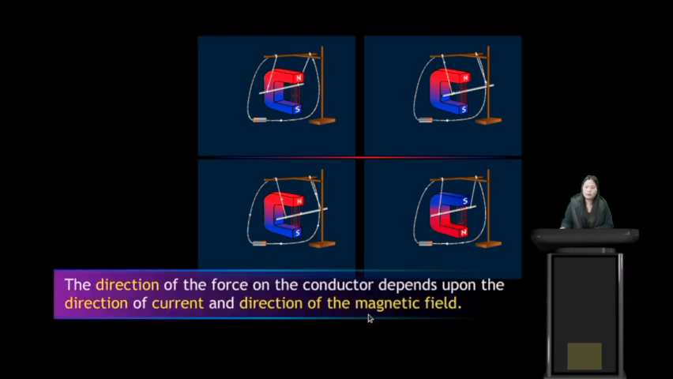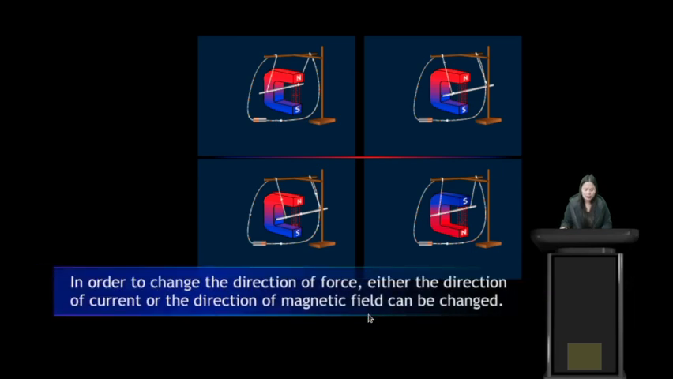So we can say that the direction of the force on the conductor depends upon the direction of current and direction of the magnetic field. Remember this point, students. The direction of the force on the conductor depends upon the direction of current and the direction of the magnetic field. In order to change the direction of force, either the direction of current or the direction of magnetic field can be changed. So if we want to change the direction of force, we can do that either by changing the direction of current or by changing the direction of magnetic field. Is that clear to you, students?